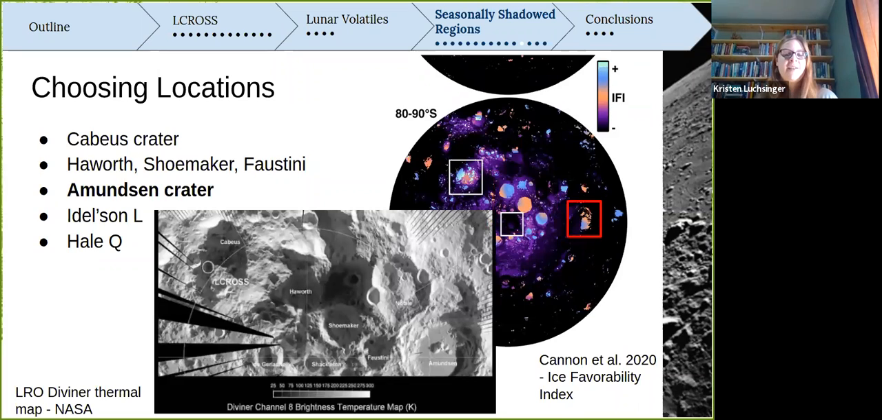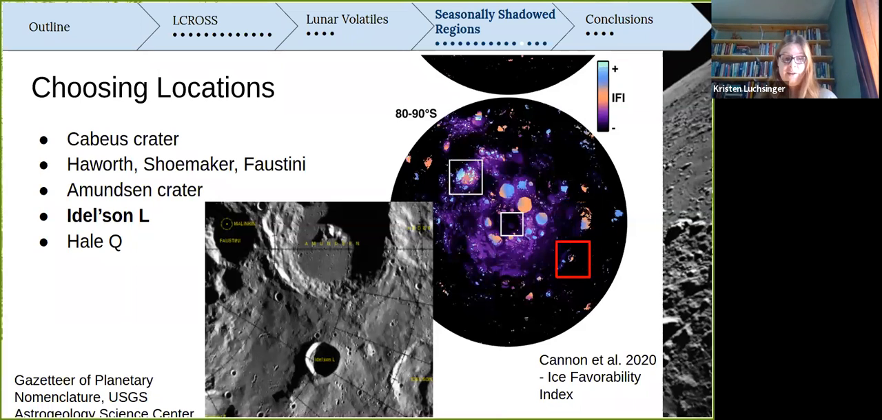I also chose Amundsen crater. Amundsen has this really beautiful thermal gradient across its crater floor, which is very interesting. It does have a possibility of having water ice at some locations on its crater floor. It has a lot of interesting local topography, and it's this really huge crater, which I thought would be an interesting, diverse profile across its crater floor.